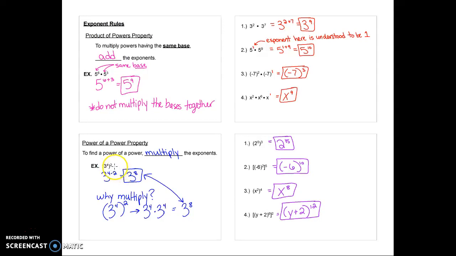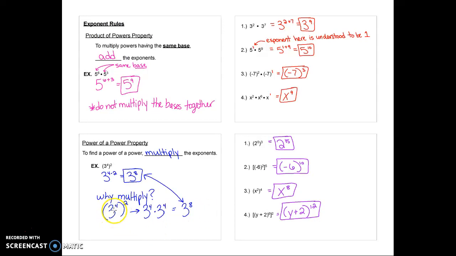So the shortcut is, again, my base stays the same, it's staying a 3. But my shortcut is when I have a power raised to another power, I can multiply those powers. So it becomes 3 to the 4 times 2, which is 3 to the 8th power. Now, this here at the bottom shows you why we're able to use that shortcut. And it's along the same lines of what I talked about with the beginning examples.